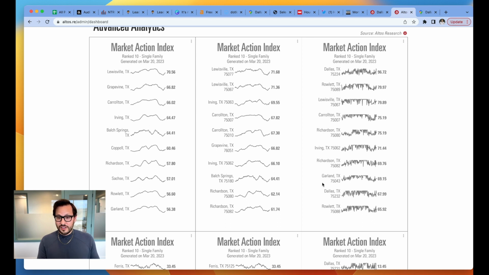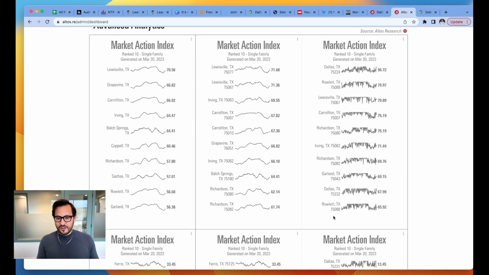Then Irving, Richardson, Garland. That one's definitely an outlier. Garland is not represented anywhere else, but they have one zip code that is pretty hot right now, at least for this week. And then another Dallas, 75232, and then another Rowlett. So that's the summary for the hottest seller's markets in all of Dallas County. If you live in one of these, great for you. And if you're a buyer looking in one of these, have this mindset going in. You're going into one of the most difficult markets, so just have that expectation.